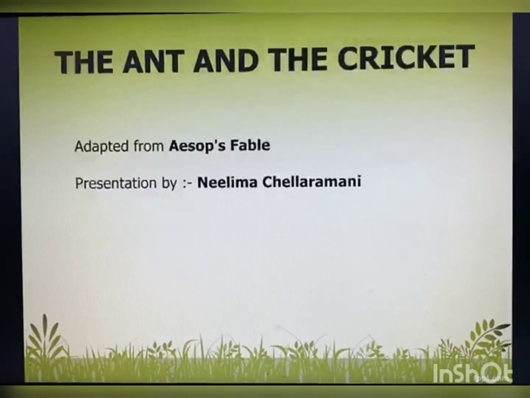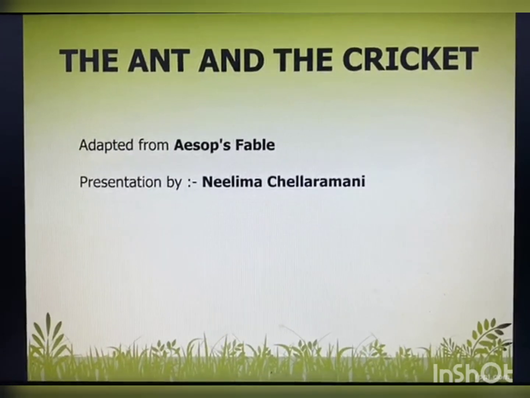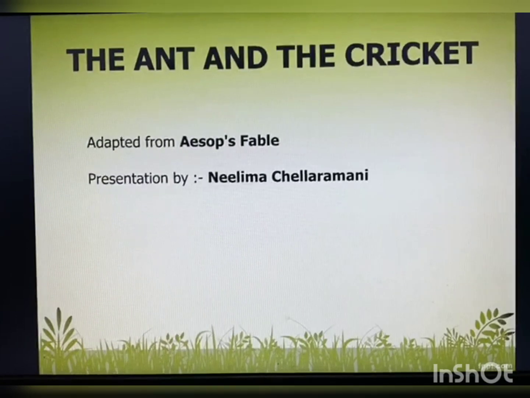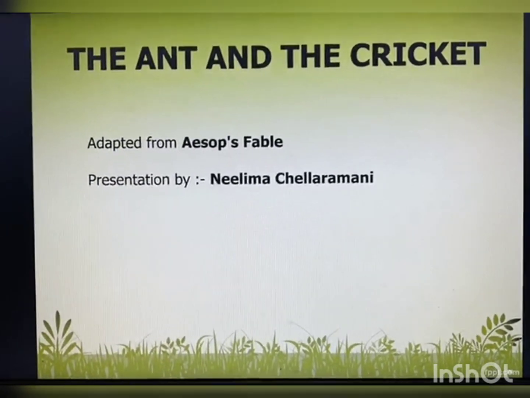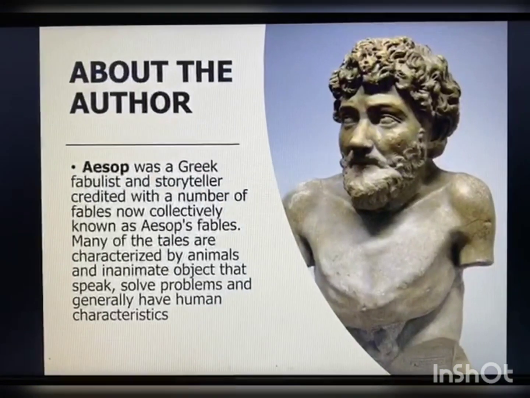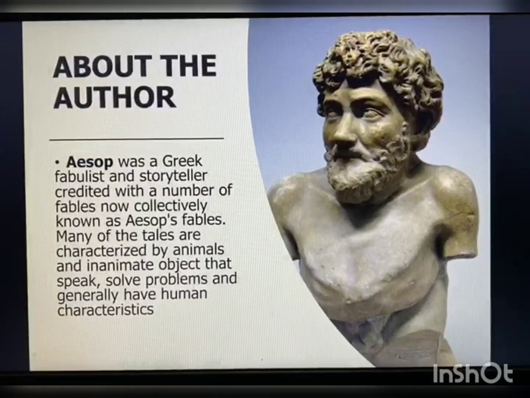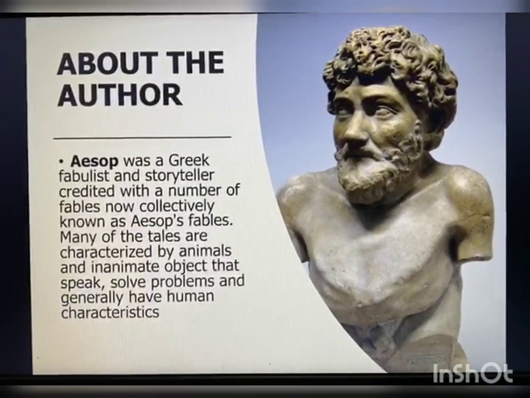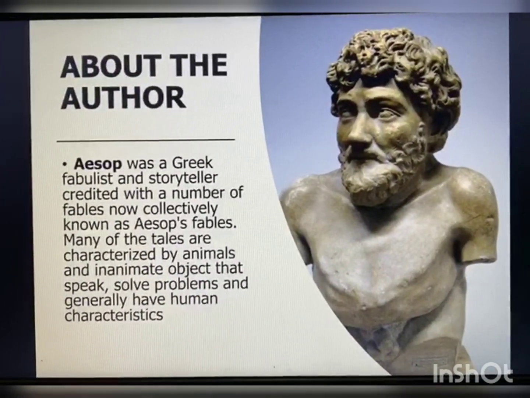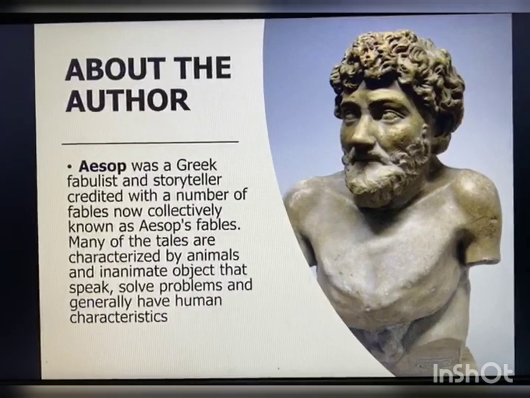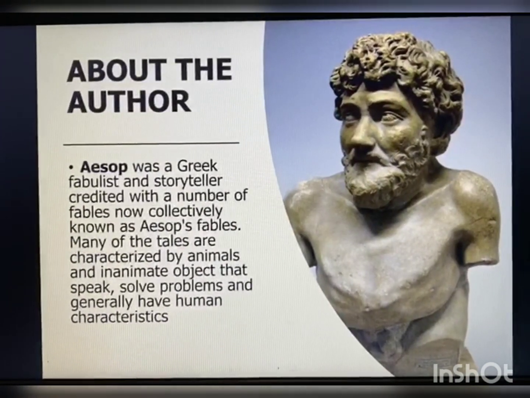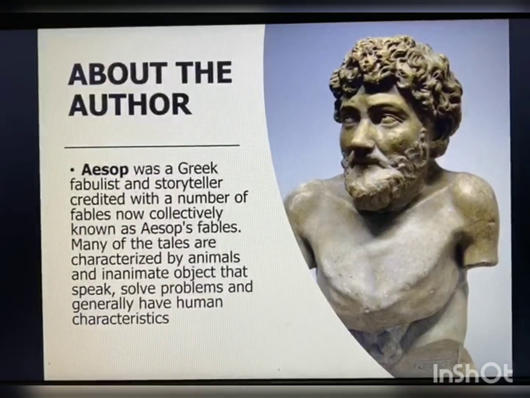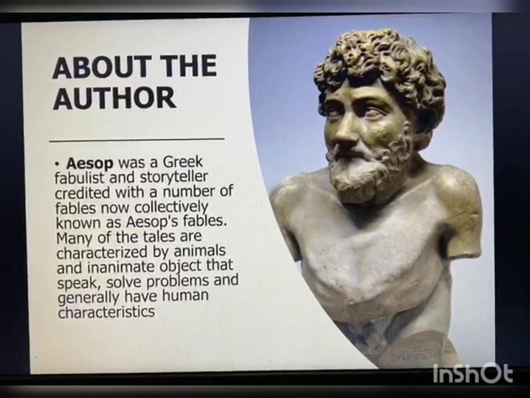Students, today we will start with our new topic, that's a poem, The Ant and the Cricket by Aesop. Before we start, let's know about the poet. Aesop was a great fabulist and storyteller credited with a number of fables now collectively known as Aesop's fables. Many of the tales are characterized by animals and inanimate objects that speak, solve problems, and generally have human characterization.